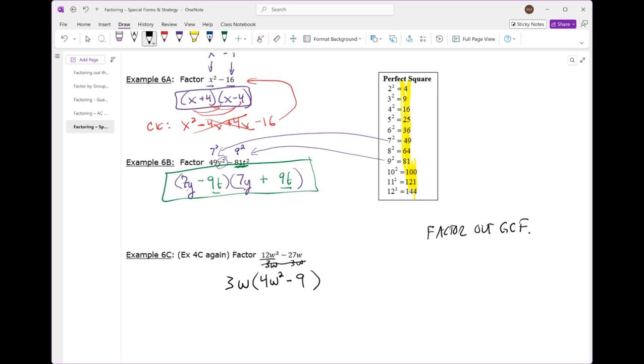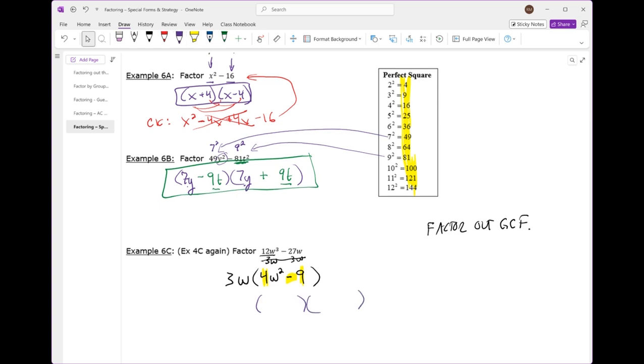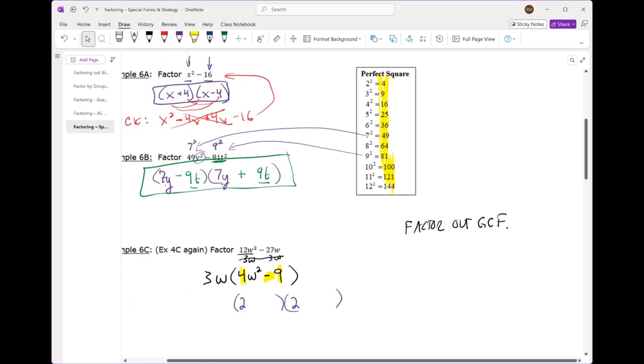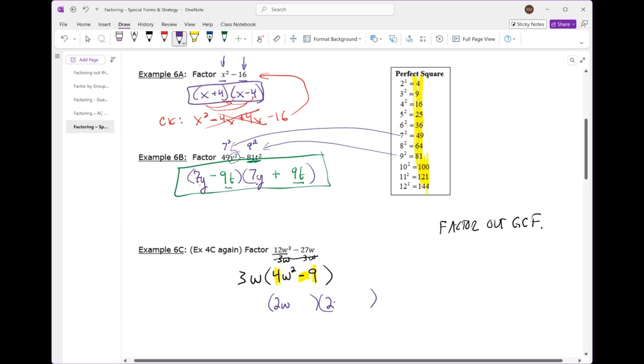And now if I look at that, I don't want to stop there. I notice that this is a subtraction, and I notice that these numbers are perfect squares. So what that means is I am going to be able to write this as a difference of perfect squares. I know that 2 squared equals 4. And I know that if I square w, I'm going to get w squared. And I know that 3 times 3 is 9.